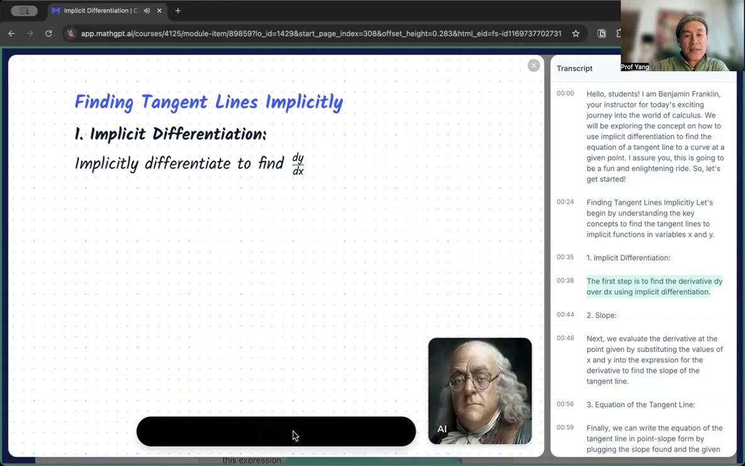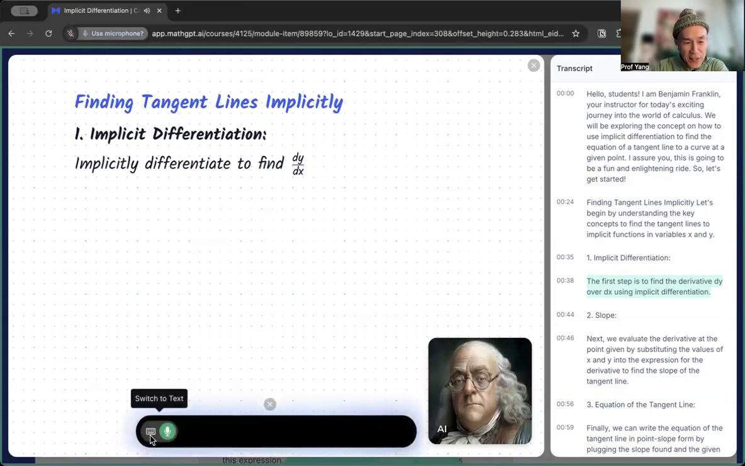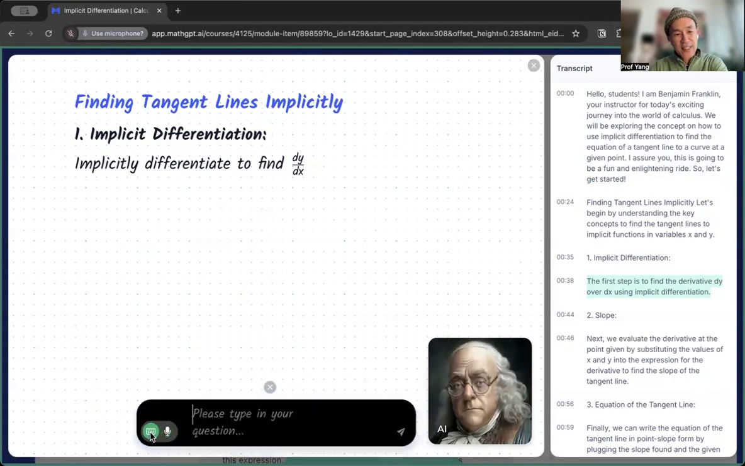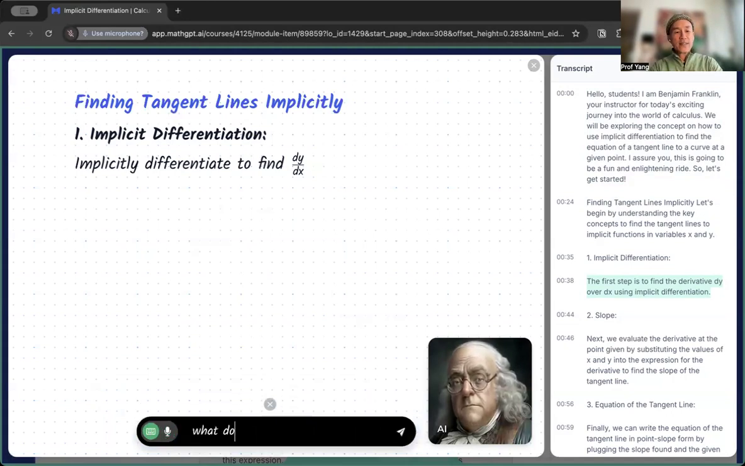So I'm going to choose the keyboard because I hate the voice to text stuff. I'm going to say, like, what does dy dx mean?